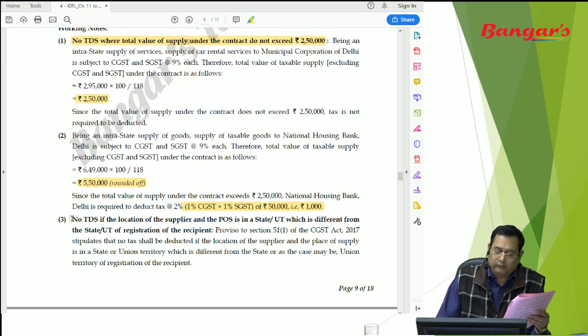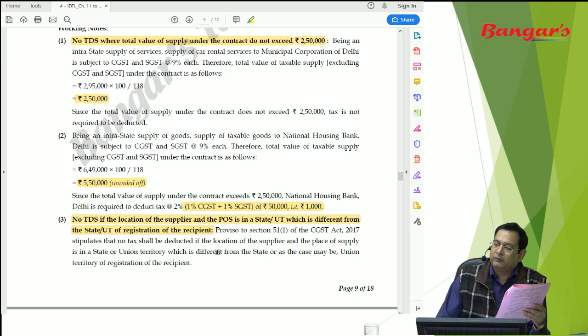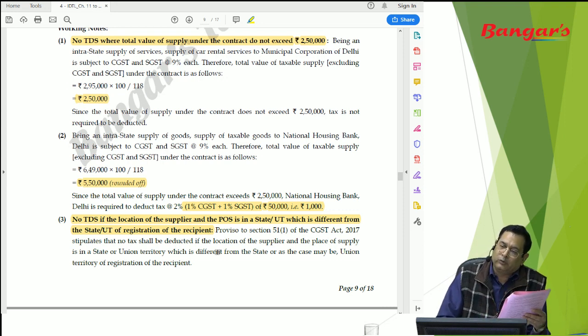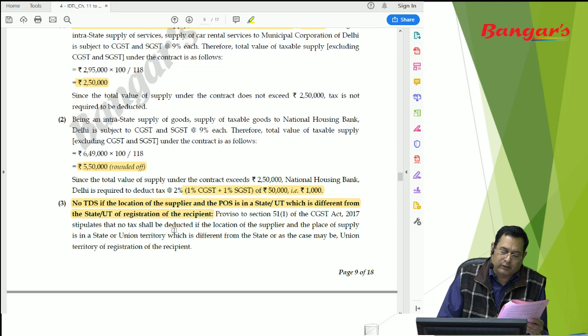So no tax is to be deducted at source if the location of the supplier and place of supply is in a state or union territory which is different from the state or union territory of registration of the recipient. Since the recipient will be deducting tax at source, say they are located in Andhra, they will be deducting the CGST element and SGST element, and that will be of Andhra. But the supplier is in Delhi, so the supplier won't be entitled to take the credit of the SGST so deposited in Andhra, and therefore there is no liability to deduct tax at source.